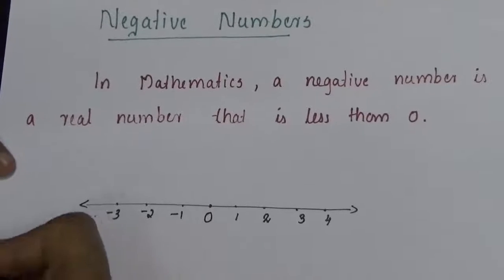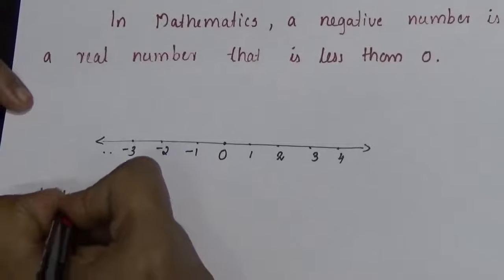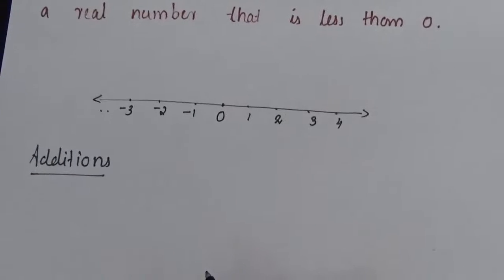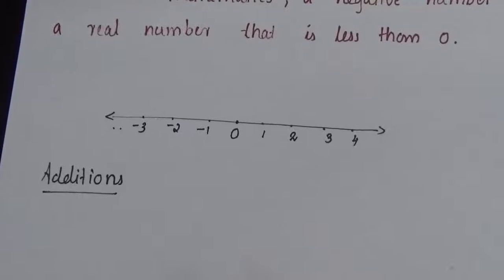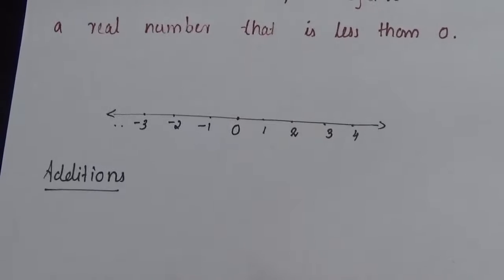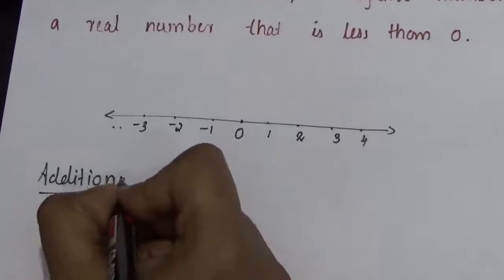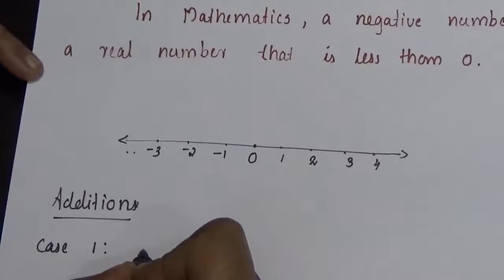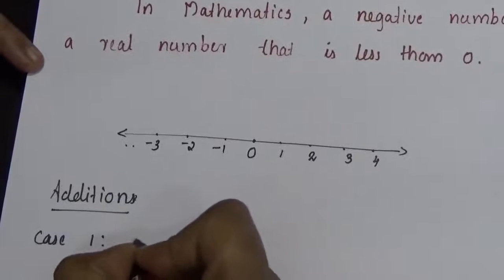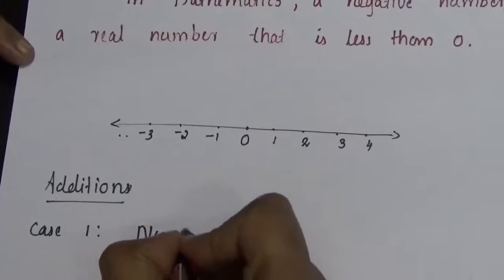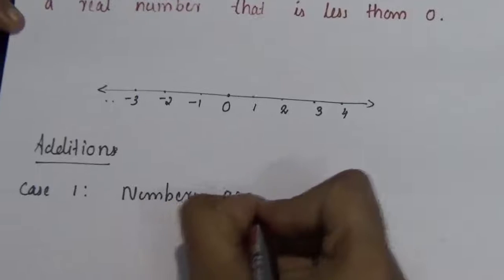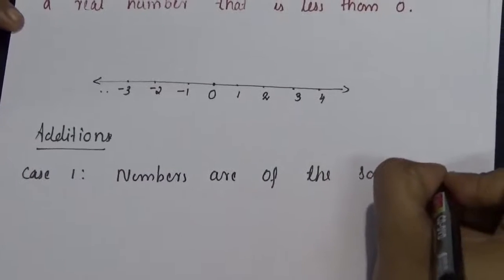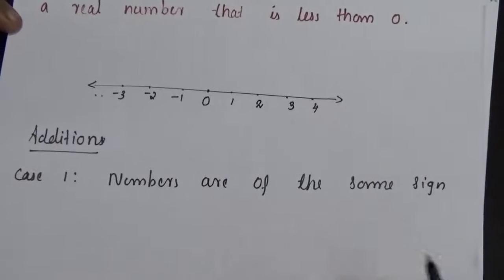Okay, now let's discuss the operations on negative numbers. The first operation is addition. So to add two numbers which involves a negative number, we have to remember two cases. Case 1, suppose the numbers are of the same sign. Means the two numbers are either both positive or both negative.